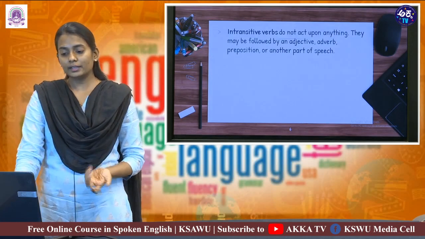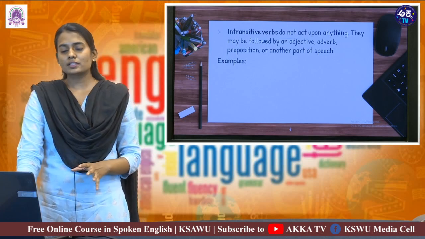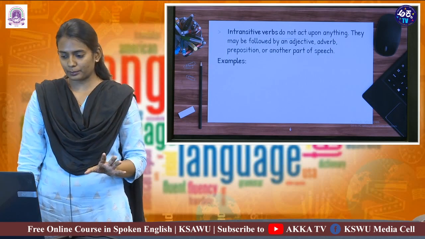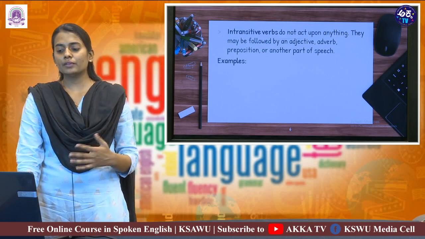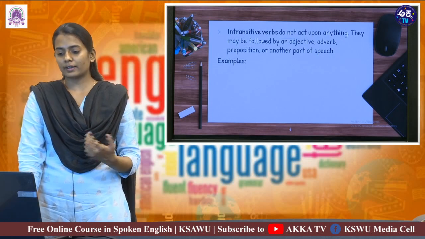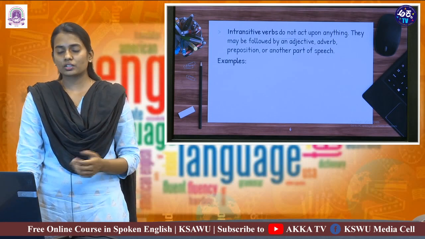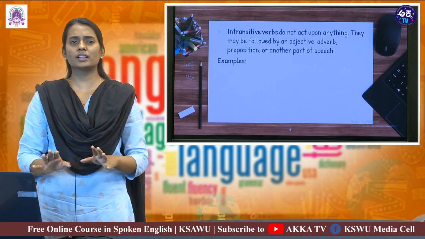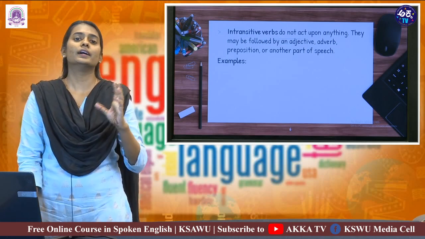Then coming to intransitive verbs. Intransitive verbs do not act upon anything. They may be followed by an adjective, adverb, preposition or any other part of speech. So they don't require any object like a transitive verb.